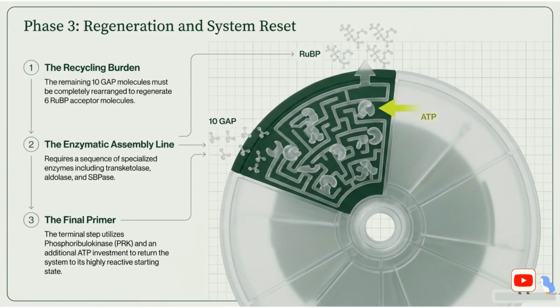The remaining 10 GAP molecules carry a heavy recycling burden. They must be completely rearranged to regenerate 6 RuBP acceptor molecules. This requires an enzymatic assembly line featuring transketolase, aldolase, and SBPase. A final primer step uses PRK and an additional ATP investment to reset the system to its starting state.